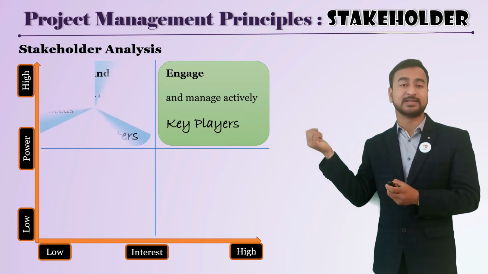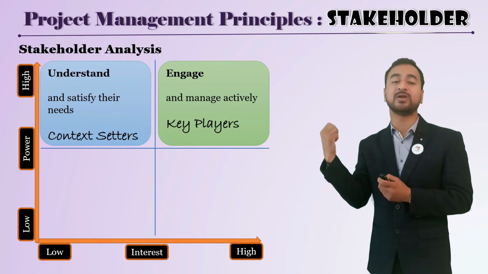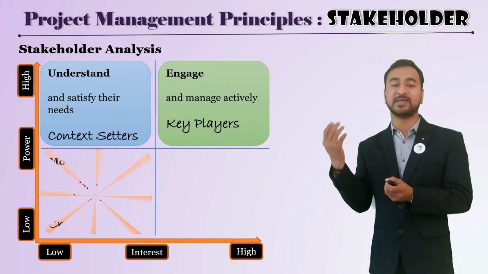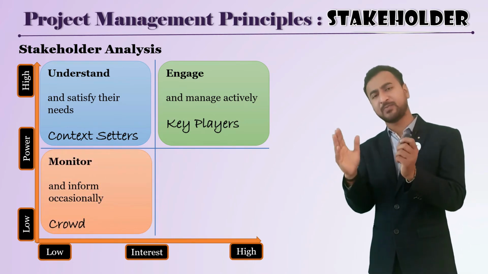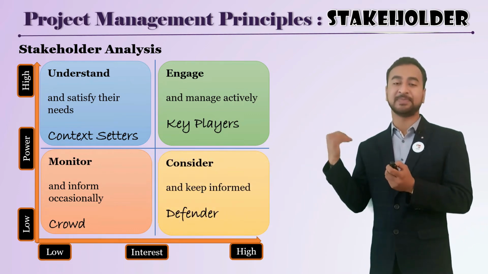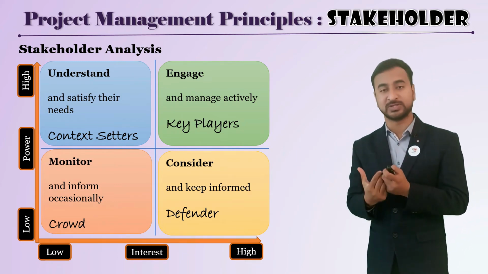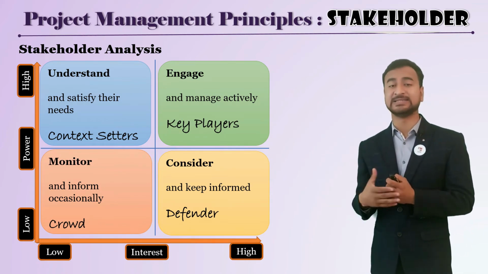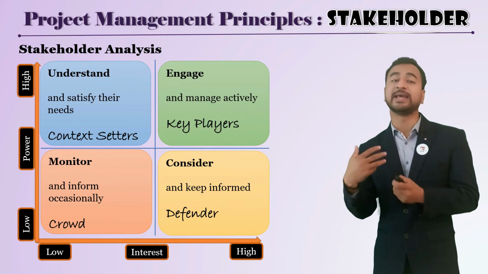The second quadrant we are discussing is the context setters, who have high power but low interest in your project. You need to satisfy their needs. Then there is the crowd, who have low power and low interest in your project, so just keep on monitoring them. And the last quadrant has high interest but low power. They are defenders, supporting your project, so you have to keep them informed about the project progress and so on. These are the power-interest grid analyses by which you can analyze the stakeholders, and accordingly define the strategy to engage the different stakeholders.